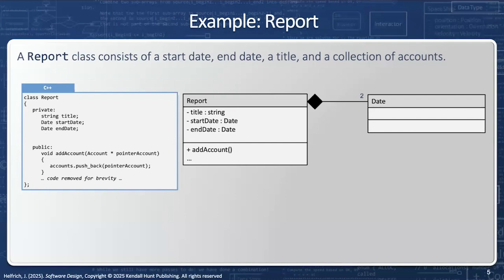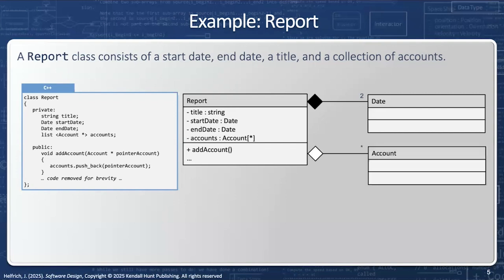Now, since there are two of them, the numerosity is 2, and since I create and destroy my date when I create and destroy a report, it is composition, not aggregation. Now I'm also going to have a list of possible accounts. And how many am I going to have? Well, many. Now notice that if I create a report, I don't necessarily create the accounts associated with it. And if I destroy a report, I don't destroy my accounts as well.